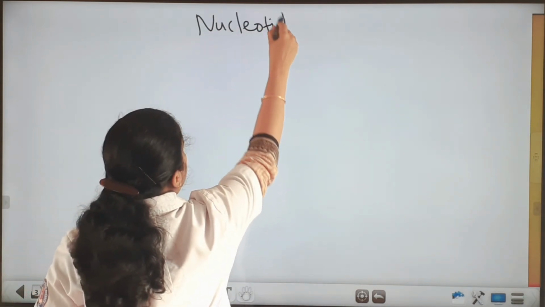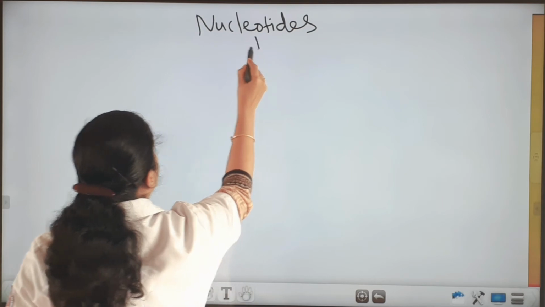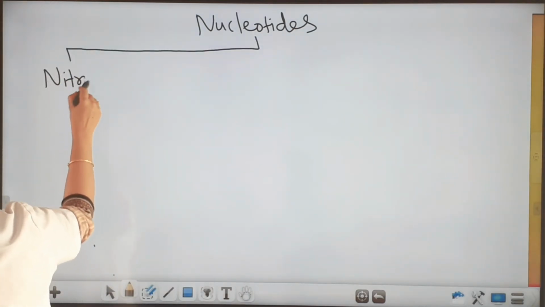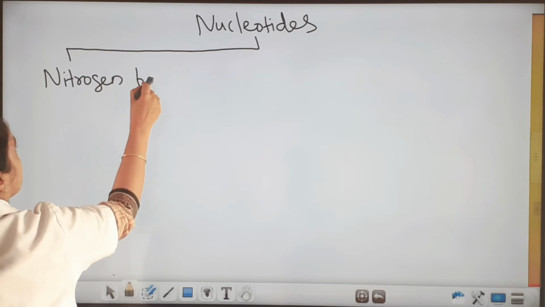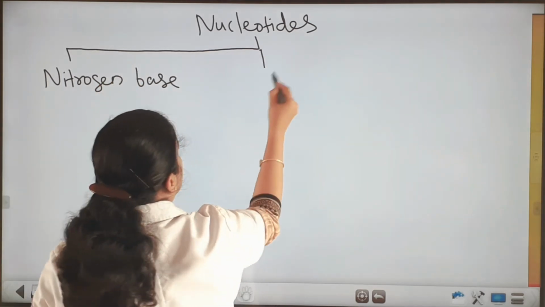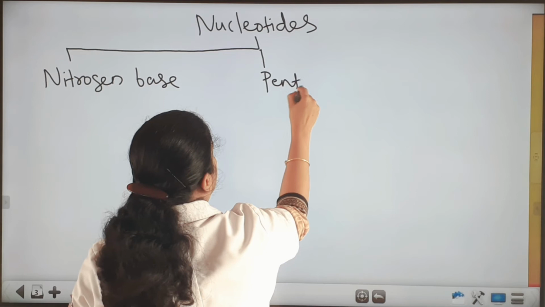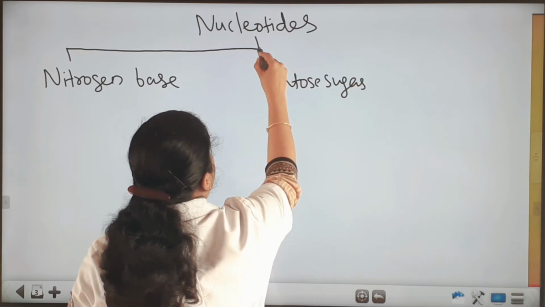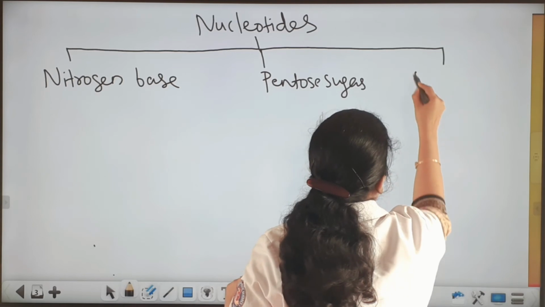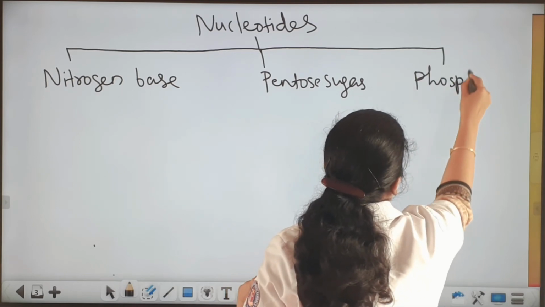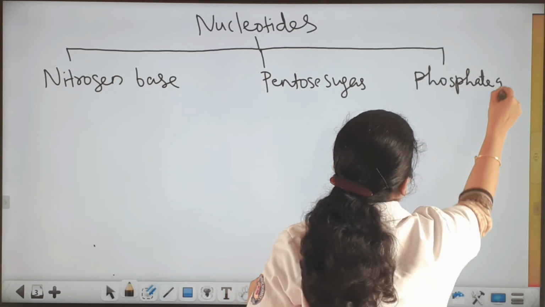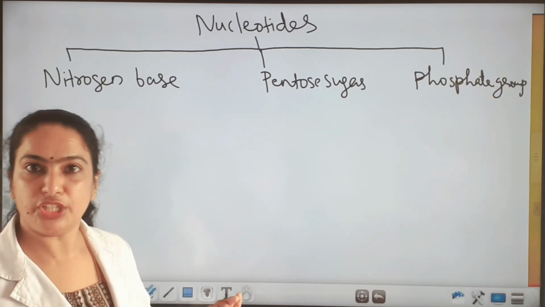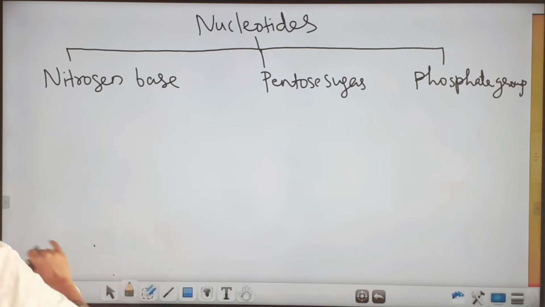Nucleotide components. The nucleotide consists of three components: nitrogen base, then pentose sugar, then the third one, phosphate group. These are the three components of a single nucleotide.